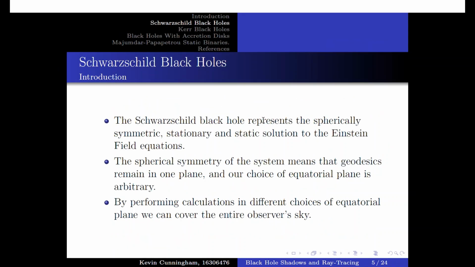The Schwarzschild black hole represents the spherically symmetric, stationary and static solution to the Einstein field equations. The spherical symmetry of the system means that our geodesics will remain in one plane, while the choice of equatorial plane is arbitrary, which is great because our equations simplify in the equatorial plane. So overall, this means that we can describe any geodesic with these simplified equations, which makes our calculations a lot more efficient.